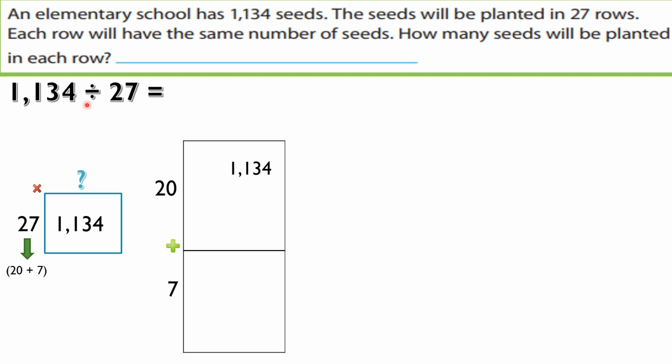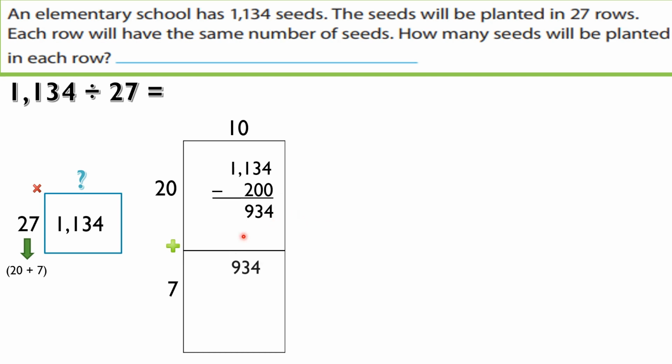So 20 times 1,000 would be like 20,000, which will be way greater than 1,134. So let's try 20 times 100. 20 times 100 is 2,000. That is still greater than 1,134. So that means I can probably start by using 20 times 10. 20 times 10 equals 200. So I can then subtract 200 from 1,134 and my answer will be 934.